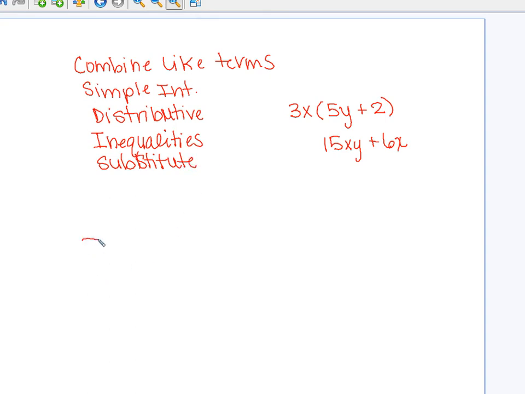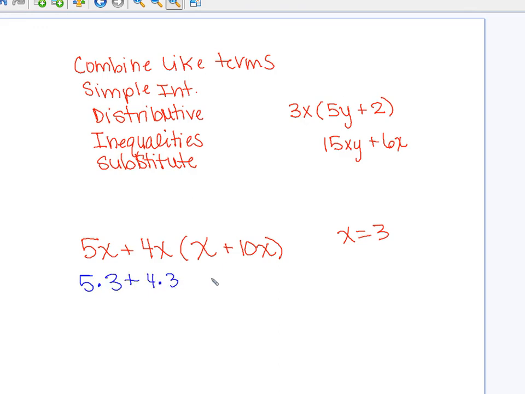So that would look like this: 5x plus 4x times x plus 10x. And then if I said x equals 3, then you would just substitute 3 in for x and solve. So 5 times 3 plus 4 times 3 times 3 plus 10 times 3. Then you just simply follow order of operations and solve.